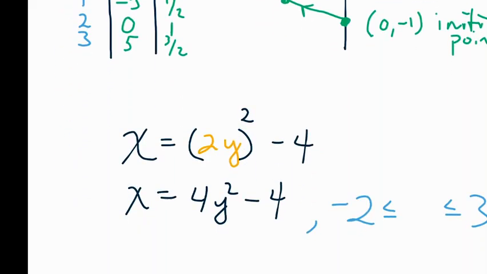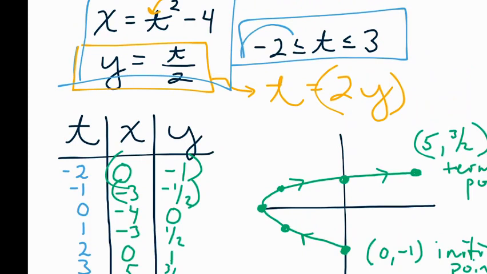It matters. Since this equation is in terms of y, and to be in terms of y just means that x equals something in y, my equation's in terms of y. I want my restriction to be in terms of y. How do I do that? I just have to figure out what the y values are that match with the t values of -2 and 3. Wait a minute, I think I know what those y values are. I think they're right here in my table.